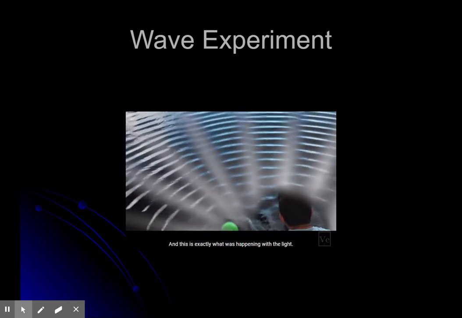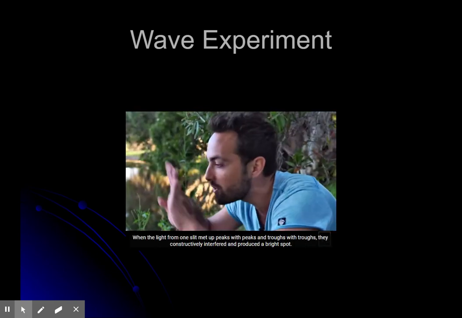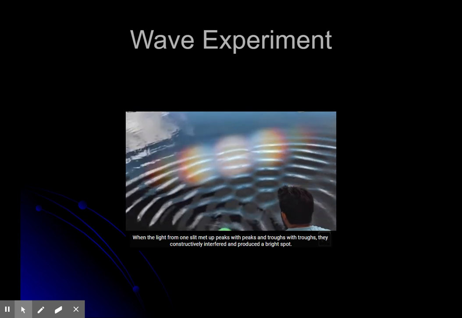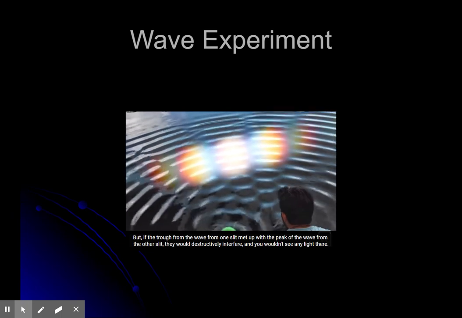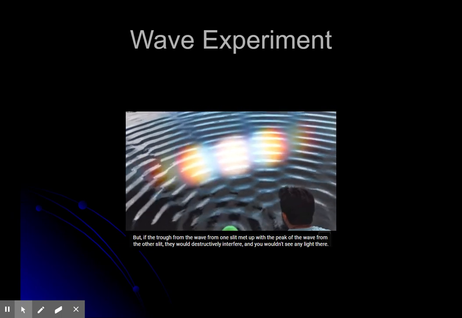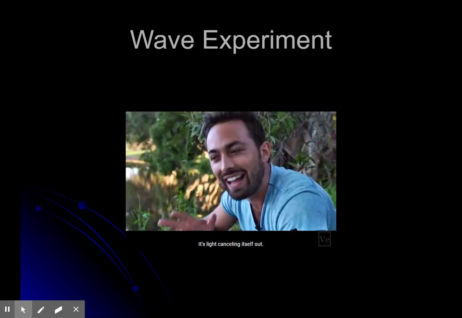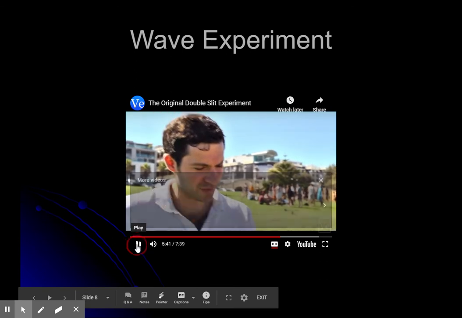And this is exactly what was happening with the light. When the light from one slit met up peaks with peaks and troughs with troughs, they constructively interfered and produced a bright spot. But if the trough from the wave from one slit met up with the peak of the wave from the other slit, they would destructively interfere and you wouldn't see any light there. It's light canceling itself out.